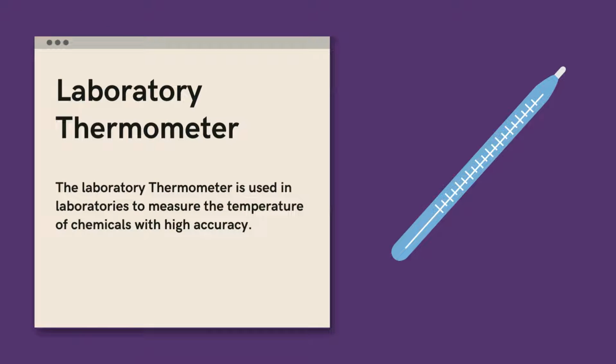The next type of thermometer is laboratory thermometer. So a laboratory thermometer is used in laboratories to measure the temperature of chemicals with high accuracy. It is also used to measure the temperature of different substances and environment around us. It is also used to find the boiling points and melting points of any substance. It is usually stronger than a clinical thermometer. There is alcohol in it.